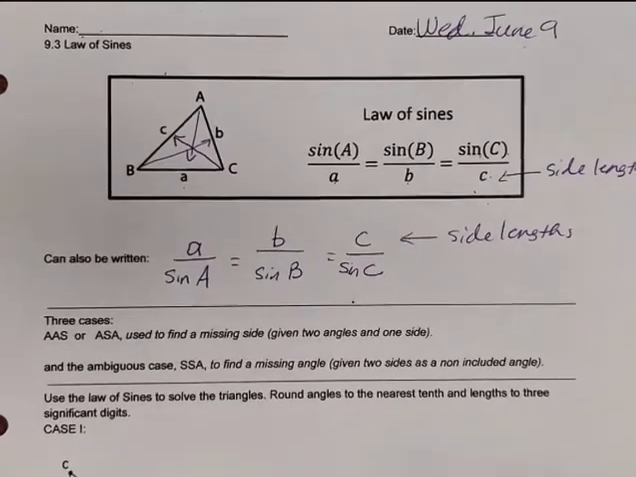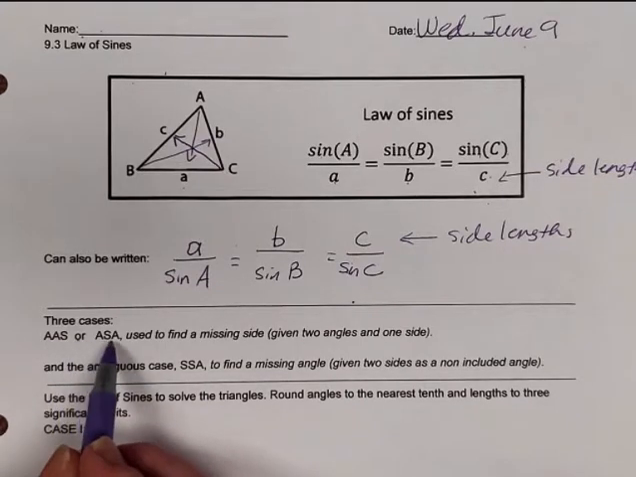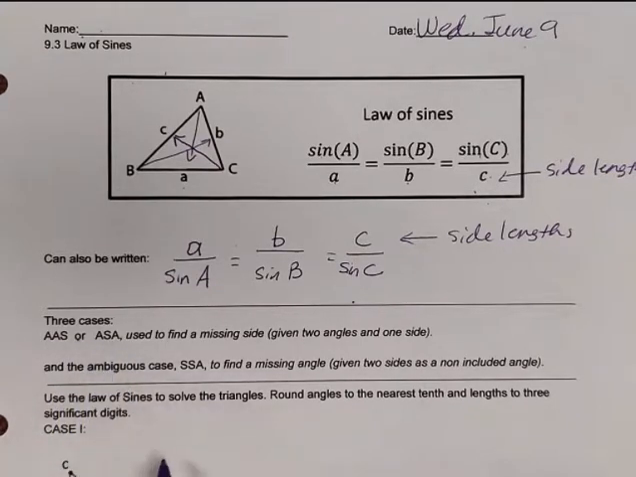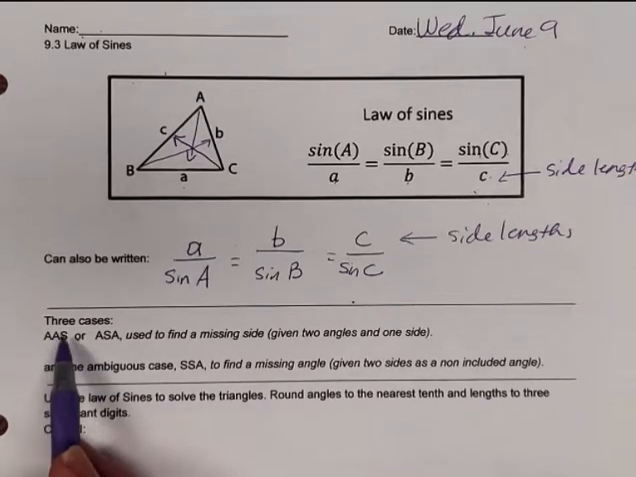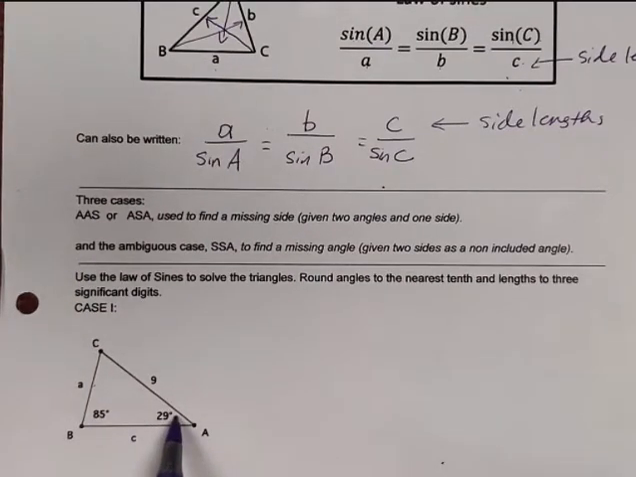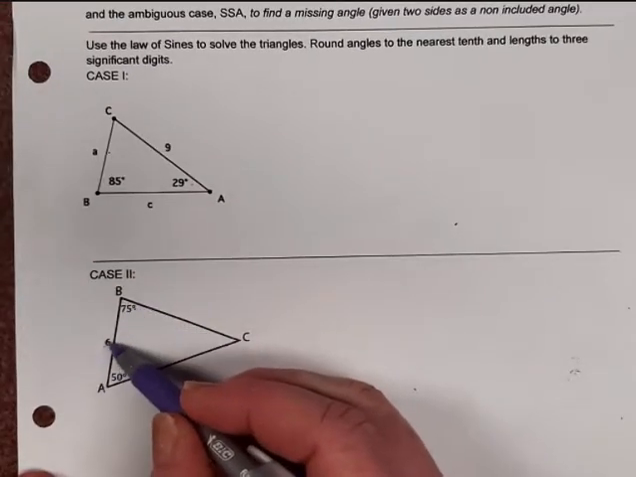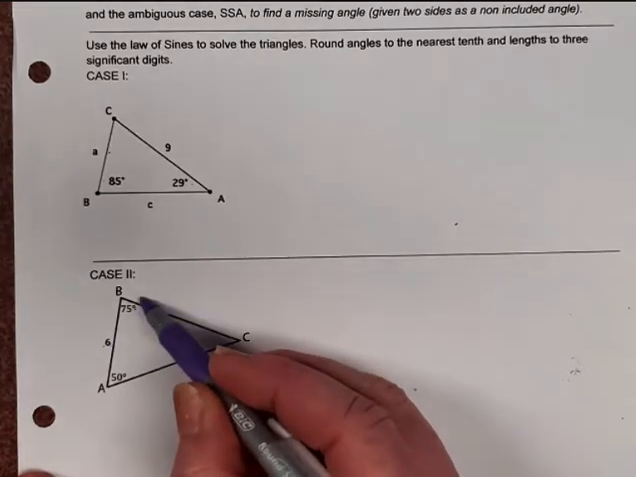So let's take a look at the three cases for which you use the law of sines. The three cases are when you have the angle-angle-side condition, the angle-side-angle condition, or there's a special case with the side-side-angle. So in these two cases, you have two angles and a side. And sometimes the two angles that you're given, like in example 1, the side length that's given is not in between the two angle measures. For case 2, you can see that we have two angles and a side, but the side length is between the two given angle measures.